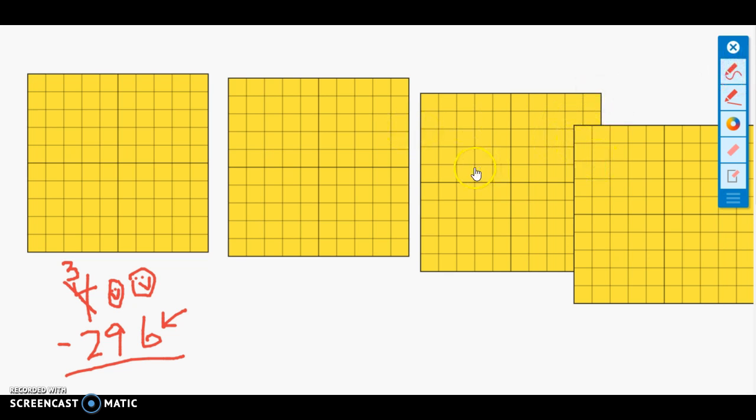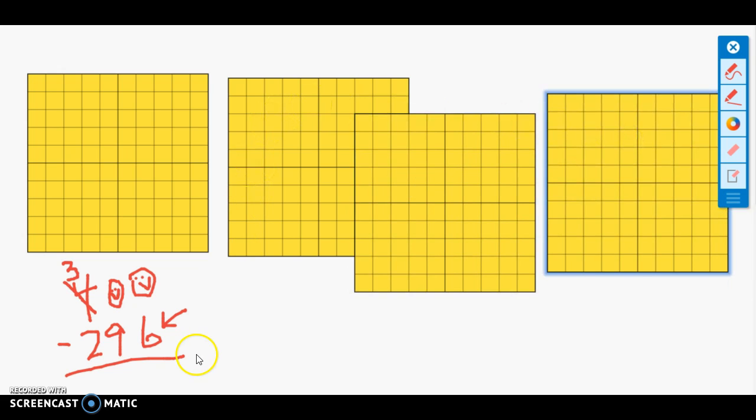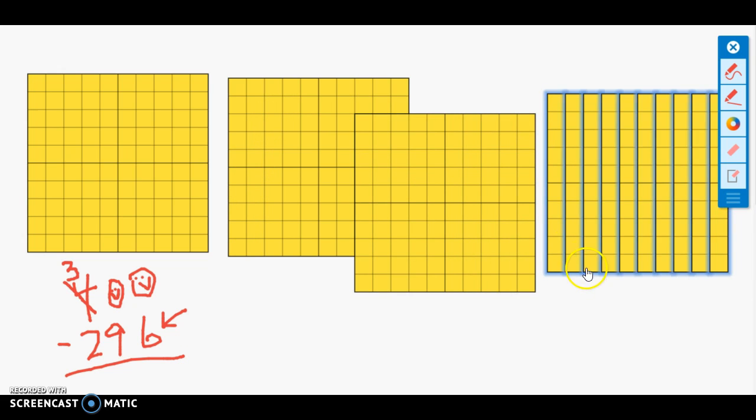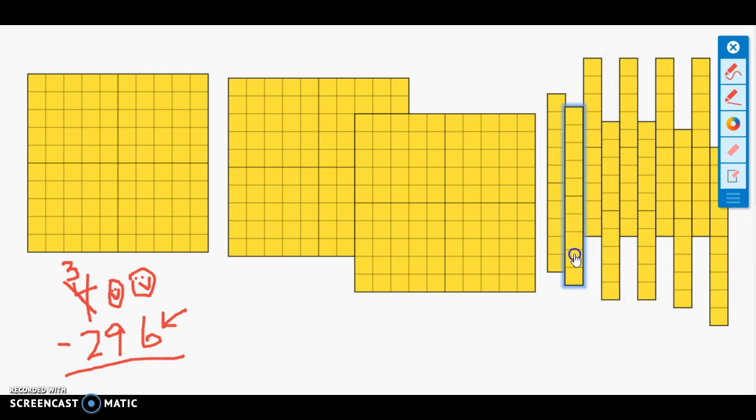So I'm going to take 100. I'm going to move these over here. I'm going to take this 100 and I'm going to break it apart into tens. So now, how many tens do I have? I have 10 tens. 1, 2, 3, 4, 5, 6, 7, 8, 9, 10. So over here, I'm going to go ahead and write that in. Instead of 0 tens, I now have 10 tens.